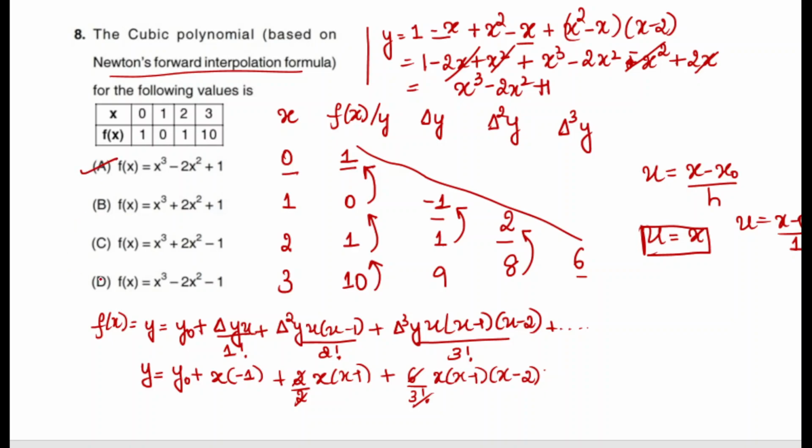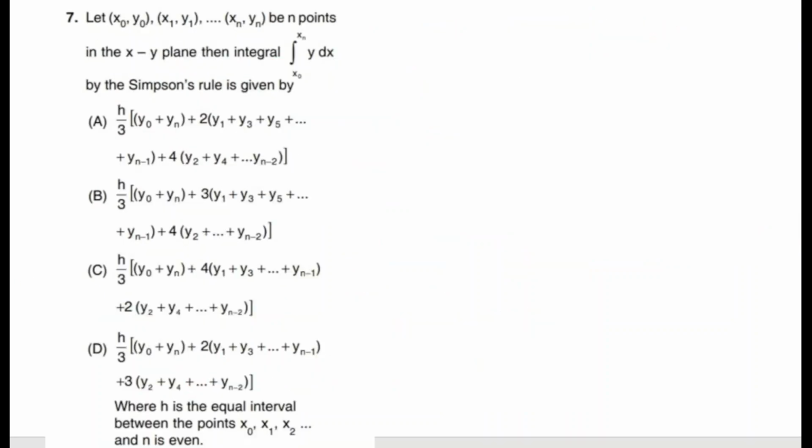I hope this question is clear to you people. Let us move on to the next question. Question number 12, and this is the easiest question. Let x naught, y naught, x1, y1, xn, yn be endpoints in the xy plane. Then the integral x naught to x of y dx using the Simpson rule, that is a formula only.